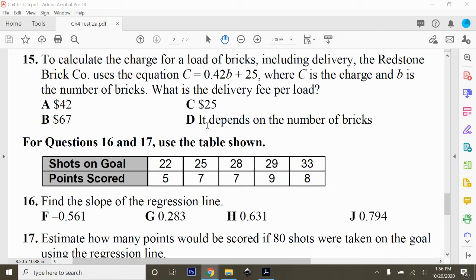15. To calculate the charge for a load of bricks, including delivery, the Redstone Brick Company uses the equation C equals 0.42B plus 25, where C is the charge and B is the number of bricks. What would be the delivery fee per load? A, 42. B, 67. C, 25. D, it depends on the number of bricks.